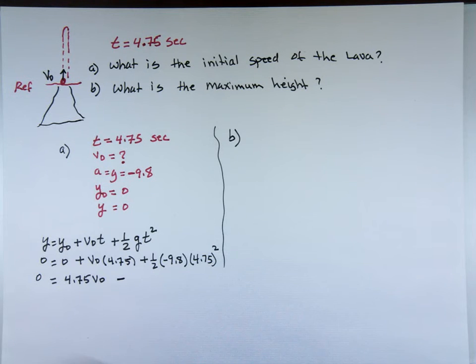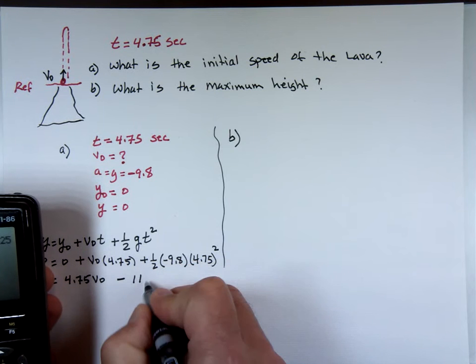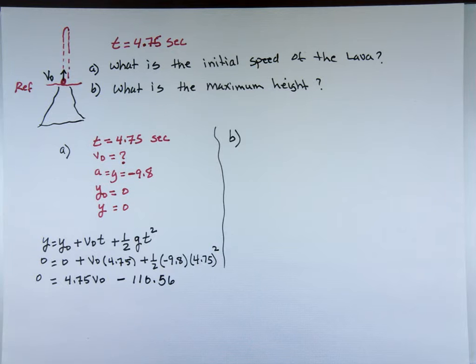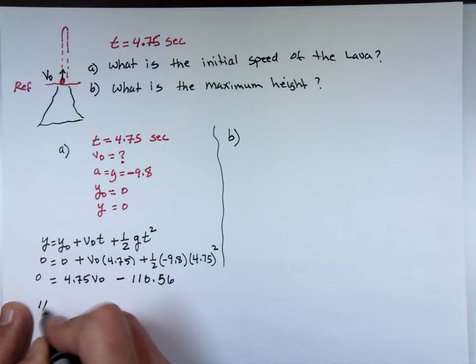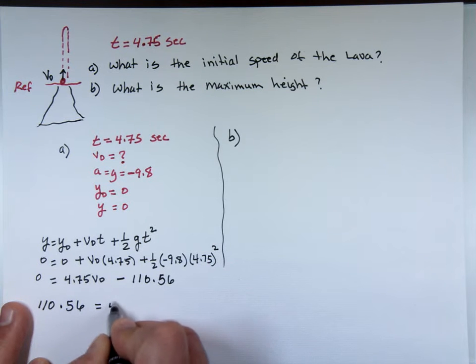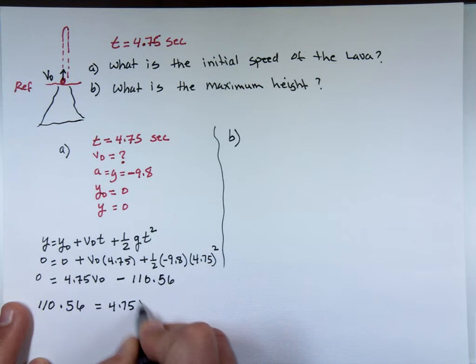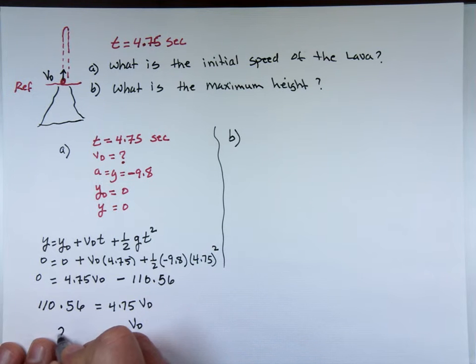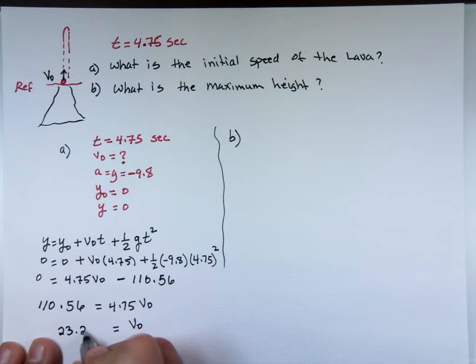If I push the right button, that's 110.56. Move the 110.56 to the other side, and it becomes a positive. And what's the initial speed? Divide the 110 by 4.75. Initial speed was 23.275 meters per second.